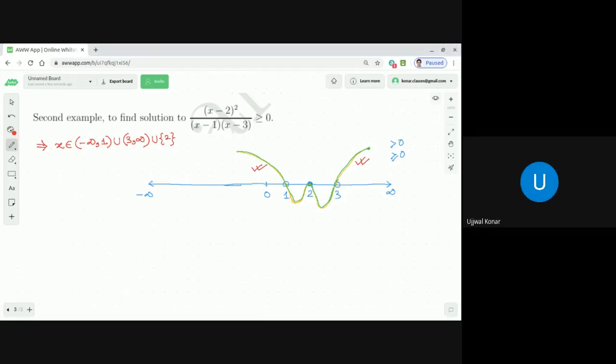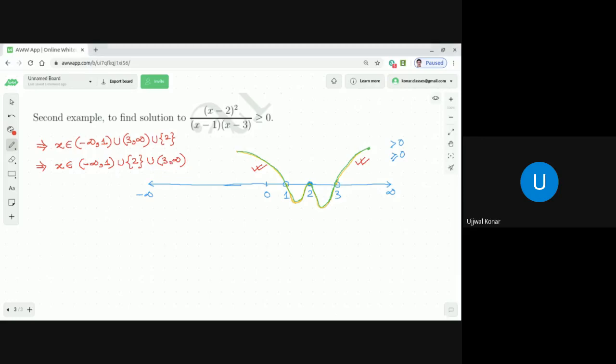Are you getting my point, dear students? So we can write this in a little more organized manner. That is minus infinity to 1, union the set 2, a singleton set, singleton meaning a set containing only one element, that is 2, and then 3 to infinity. Clear or not clear? Yes.